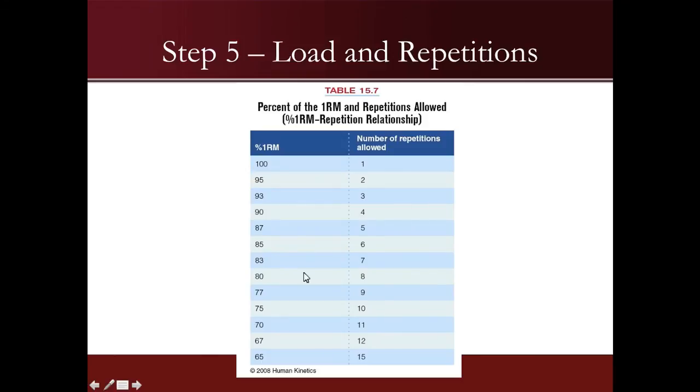Now, load and repetitions, this percentage of 1 RM, it makes sense. If you're at 100% of your 1 RM, you get 1 rep. If you're at 65% of your RM, you get 15 reps. The point is that the heavier you go, the lower the repetition range is. So we like to define repetition ranges based on rep range till failure or percentage of 1 RM.